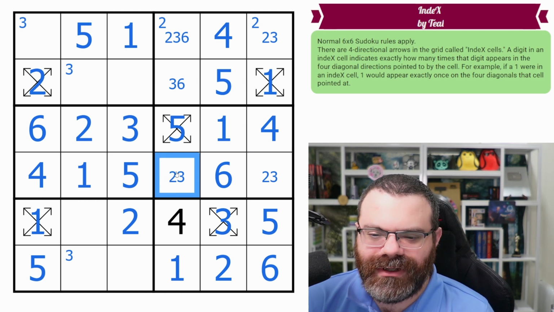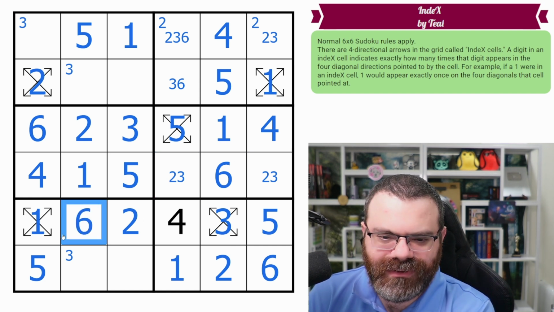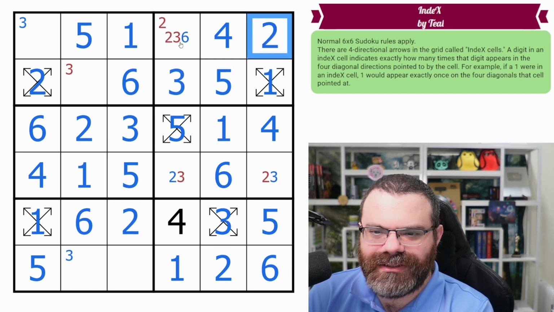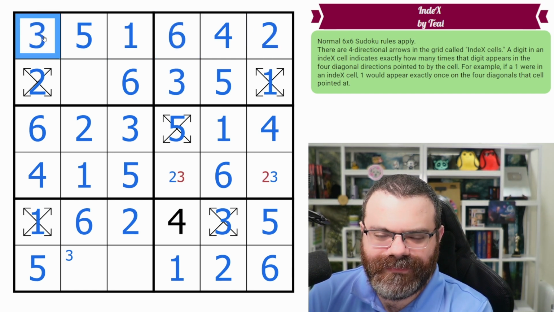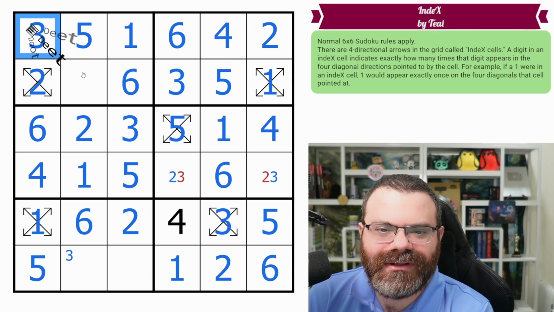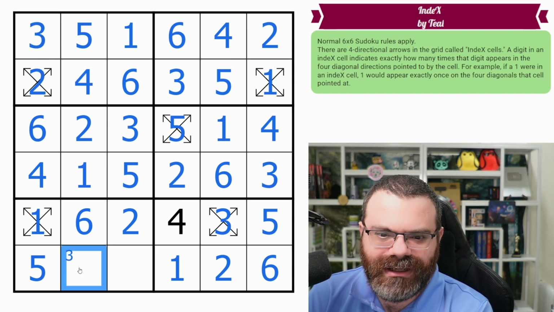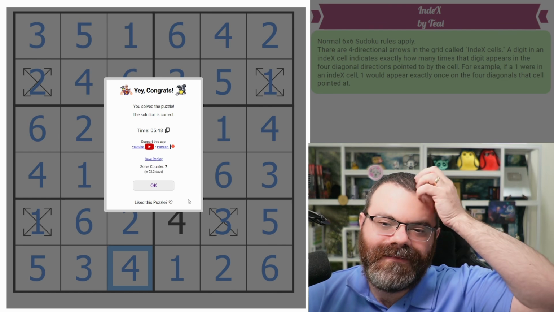Let's get rid of those corner marks. This, we can finish the row with a 6. Finish this box with a 6. That's 3. That's 2 and 6. That's a 3. This 3 in the corner, deet toots. Finish the box with a 4. We get the 2 and the 3 here. That's a 3. We finish with a 4, and we have the correct solution.